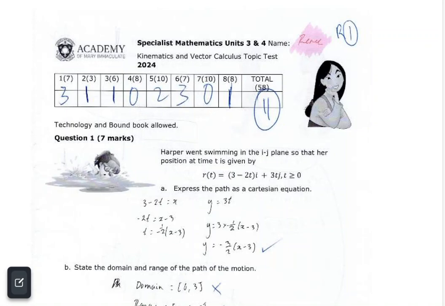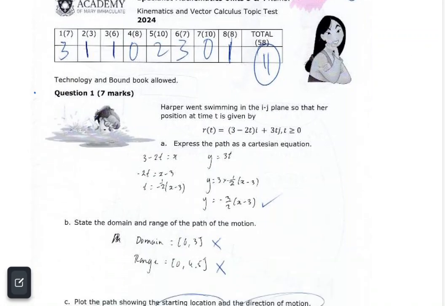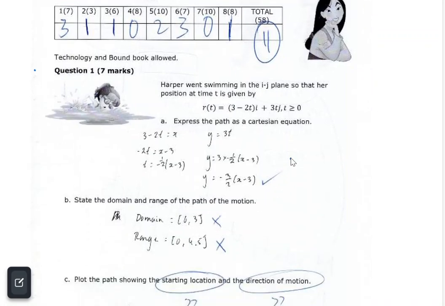I'll just get a pen opening here. Areas to work on definitely, but there's some good things as well. You comfortably come up with the Cartesian equation.